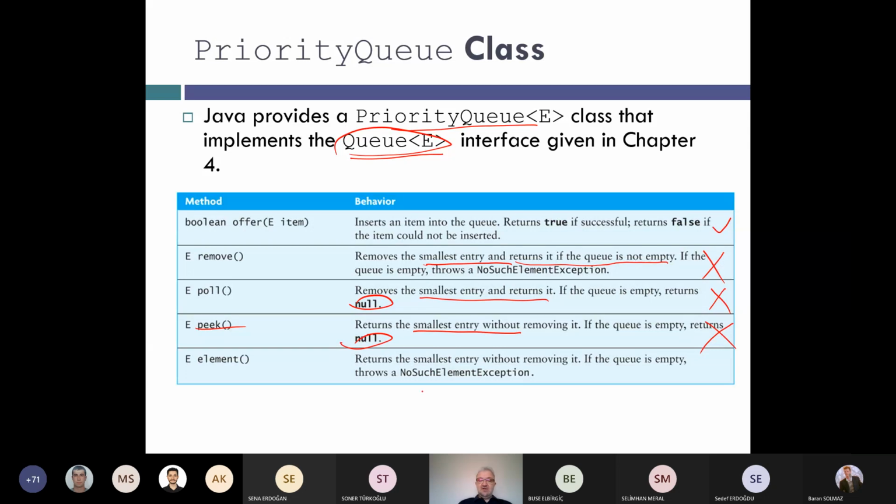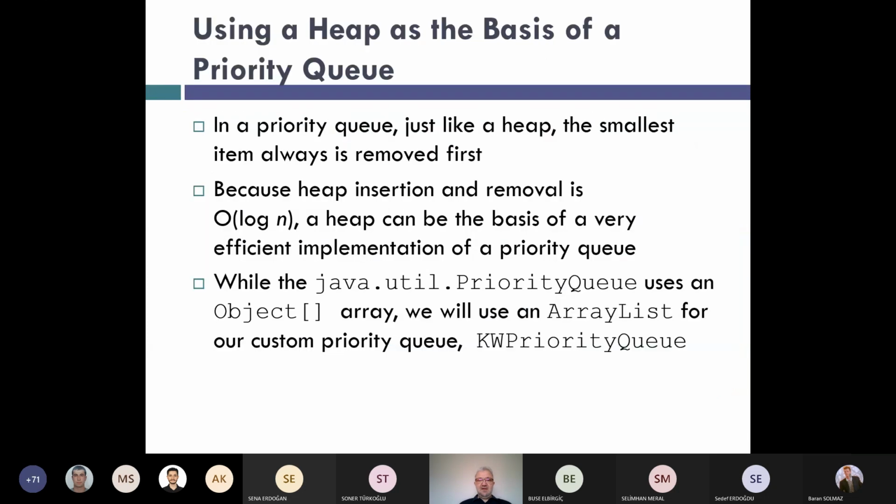Again, element throws an exception if the queue is empty, and otherwise returns the smallest entry without removing it. So the semantic is changed for all these operations. Only the offer operation has the same semantic, the same behavior. So you should be careful about it. Okay.